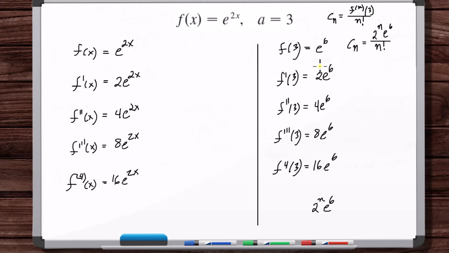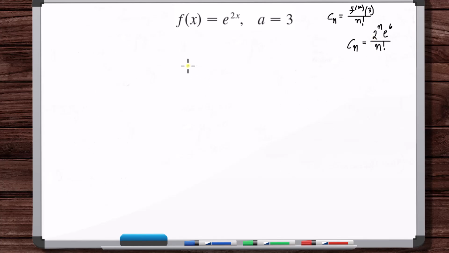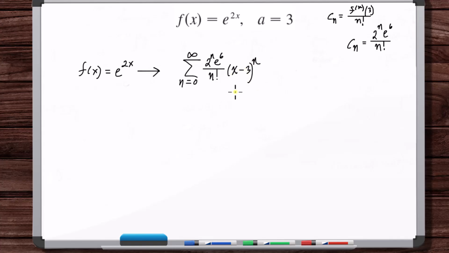So if you can see a pattern just at first glance here, then go ahead and plug that right in. But if a pattern is not apparent, then go ahead and apply the dividing by n factorial and see if a pattern comes out of that. Okay, so we've got 2 to the n e to the 6th, then x minus 3, and we just put to the n. We didn't have any 0 terms or anything, so we just put to the n.